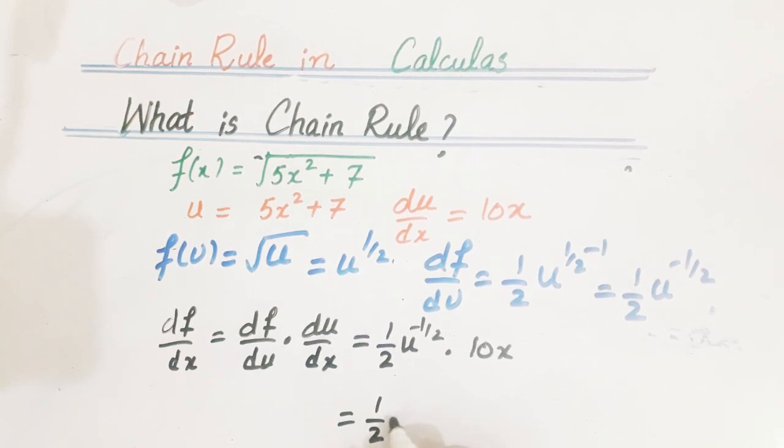Now apply the value of u in this question. So 1 by 2 times (5x square plus 7) whole power minus 1 by 2, multiplied by 10x. So this is the final answer.